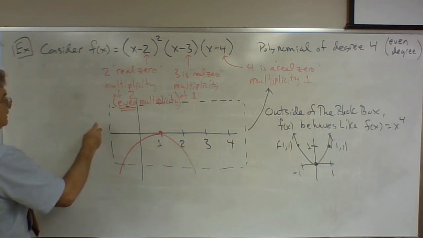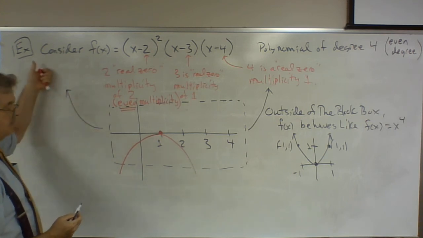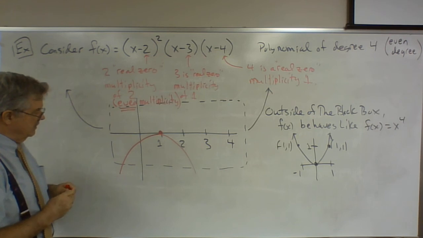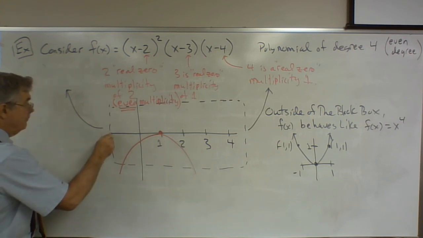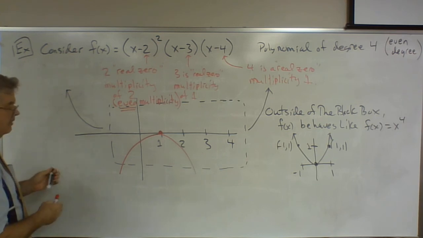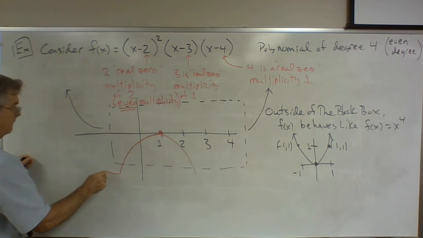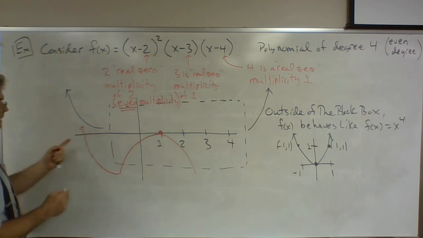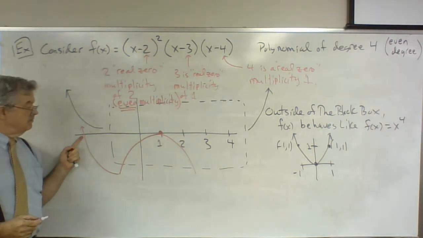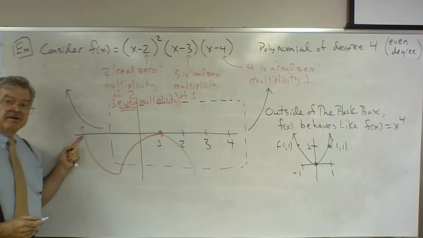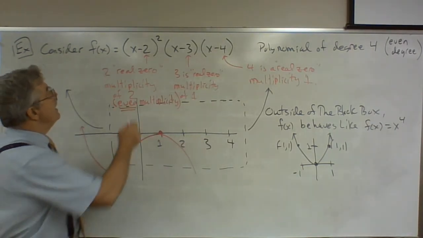But we know that ultimately, outside of this black box, the graph has to go up like this. So is this a realistic scenario? Well, let's see. In order for the graph to turn around and come back up, it's going to have to cross the x-axis right here, isn't it? But it doesn't cross the x-axis here. These are the only places.